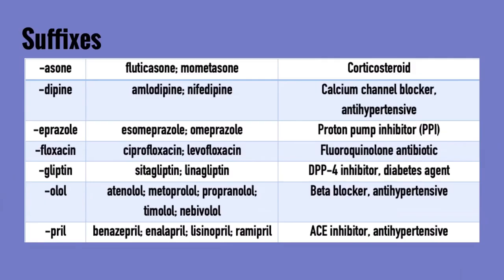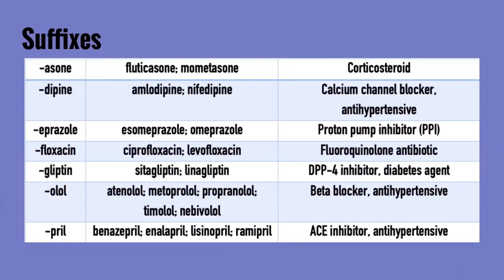If it ends in eprazole, so esomeprazole or omeprazole, they're proton pump inhibitors. We commonly just call these PPIs, but it is important to know the full class name for the exam. If it ends in floxacin, so ciprofloxacin or levofloxacin, it's a fluoroquinolone antibiotic.